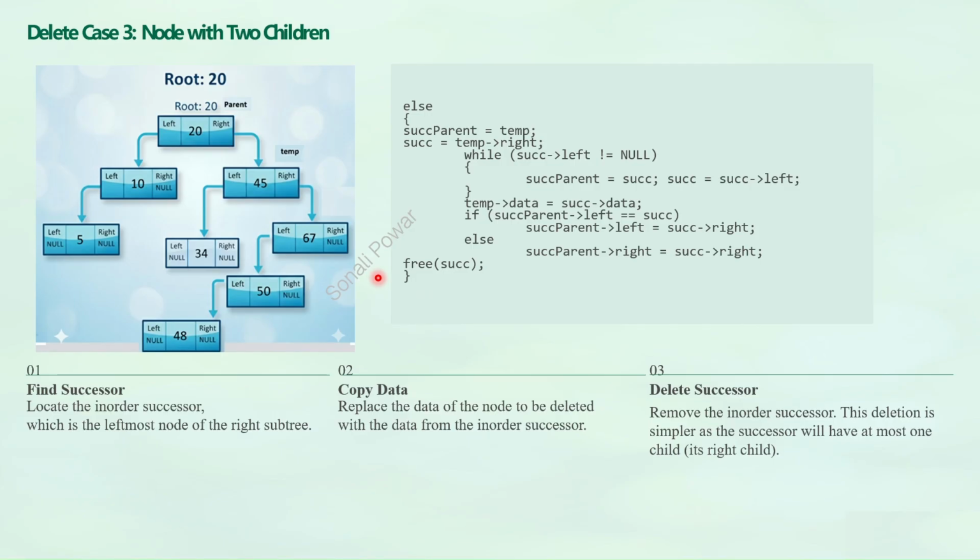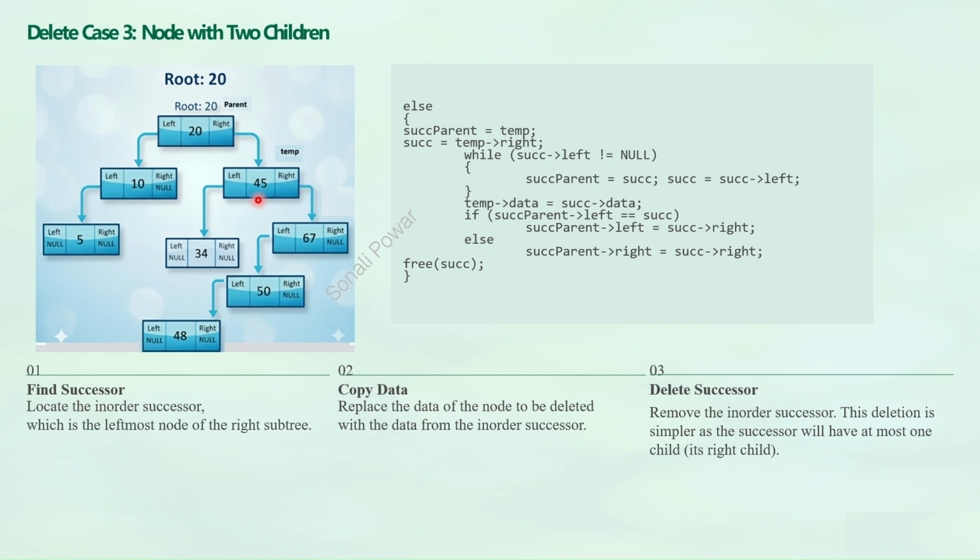Now the last case is if I want to delete the element which has two children. Consider I want to delete 45. Now it has two children, left as well as right. So in this situation you require two more pointers, successor parent, and one more, successor. But what is the meaning of the successor and how do you find the successor of a particular element? Consider I want to find the successor of 45. The leftmost child of the right subtree is called the successor of that particular element.